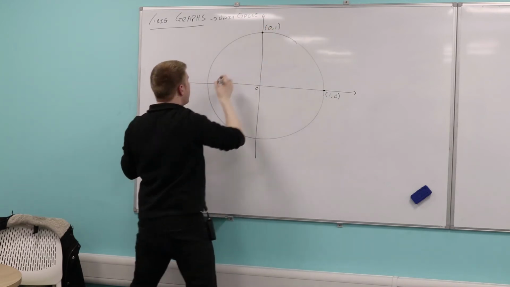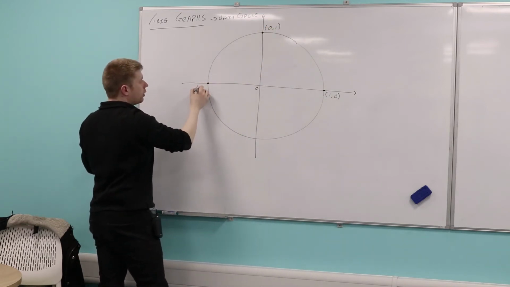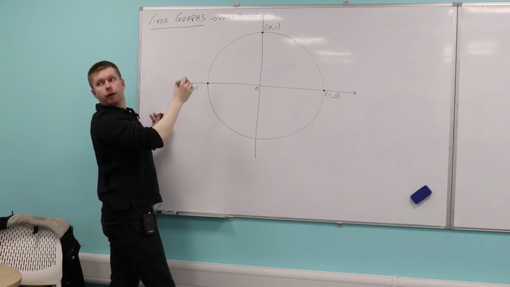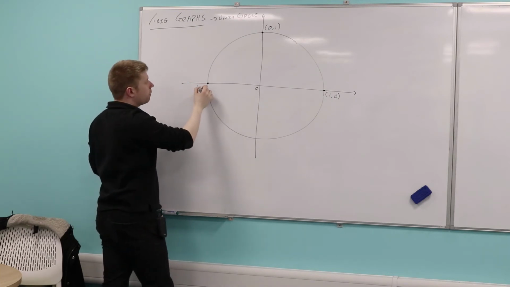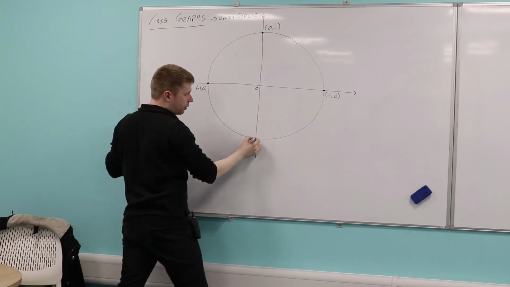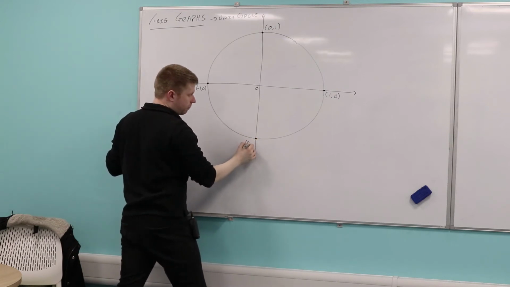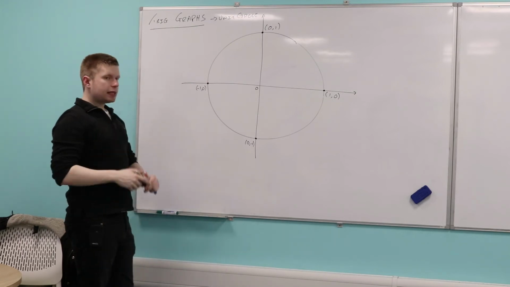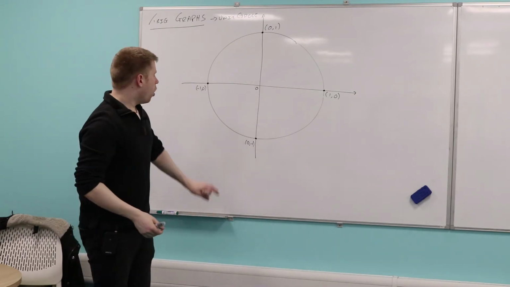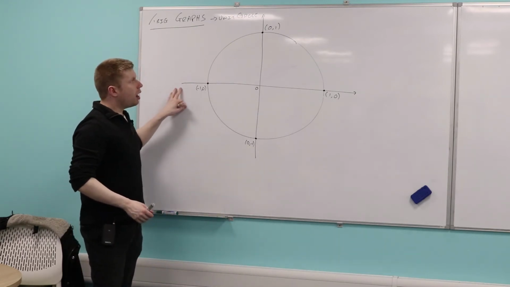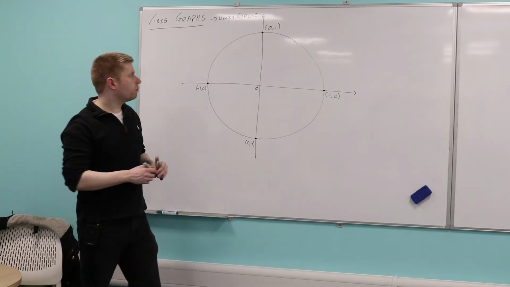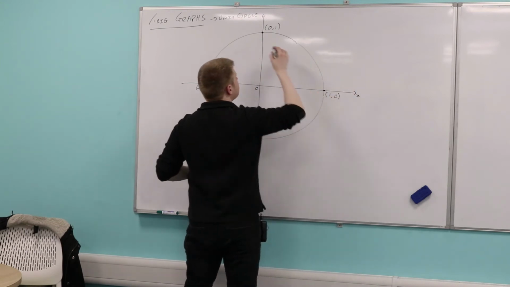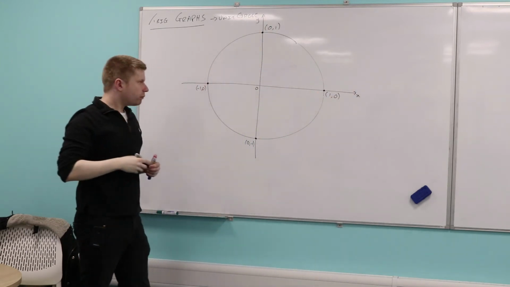Perfect. Somebody else, what's this point over here? Somebody else? York, what do you reckon? Negative 1, 0. Perfect. What about this point down here? 0, negative 1. Perfect. Okay. So just by considering the intersection points of this graph with the axis, are you happy that we have a unit circle? Unit circle. Okay. And just to make it extra clear, this is the x-axis and this is the y-axis.